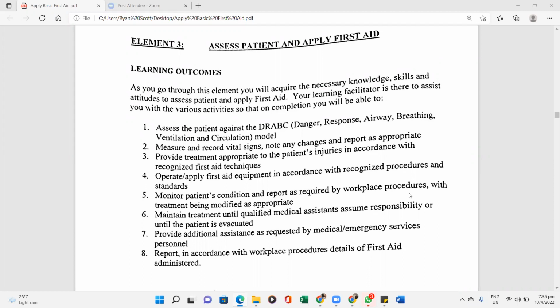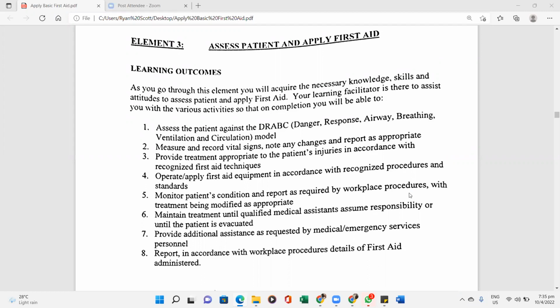Check, call for help, or get some form of help, a response team. Check the airway, check the breathing, check the circulation, okay? Measure and record vital signs, right?